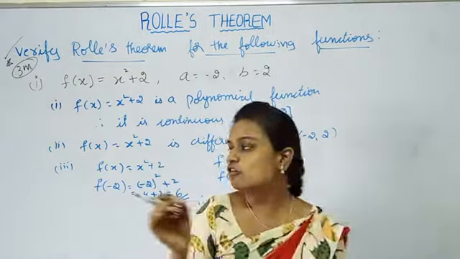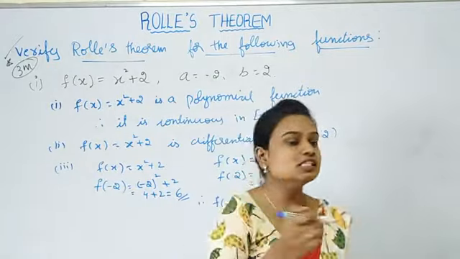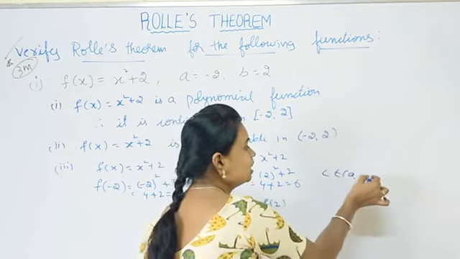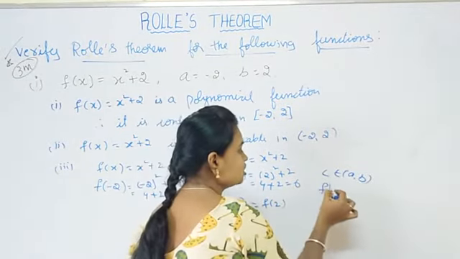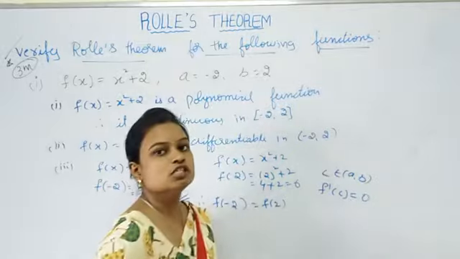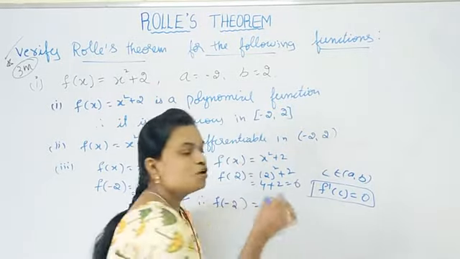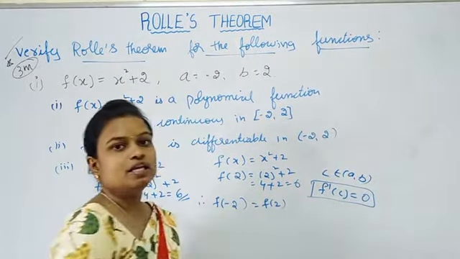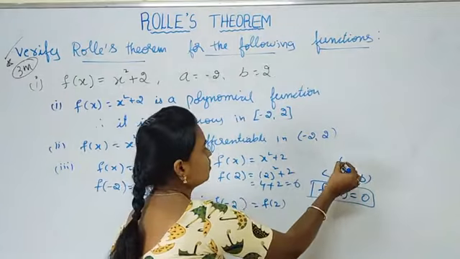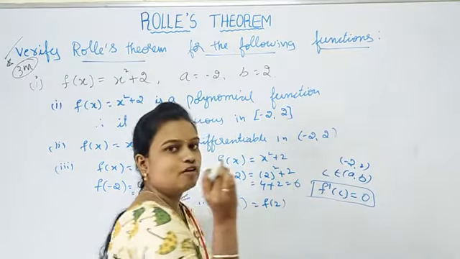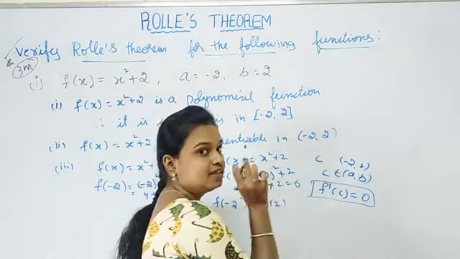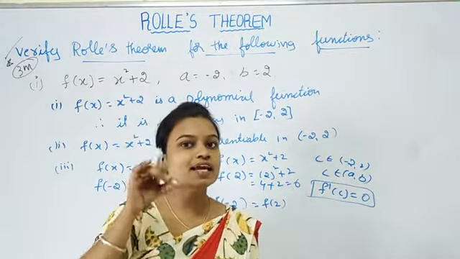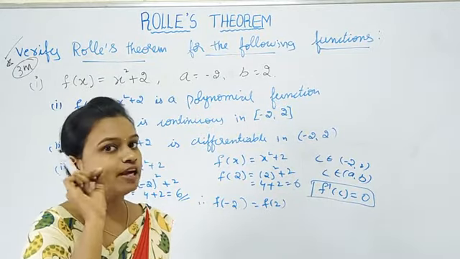If all the conditions of Rolle's theorem are verified, then there exists one number c that belongs to open interval a comma b such that f dash of c is equal to 0. So using this condition, we have to find that value, and that must belong to this open interval. Here a is -2 comma 2, so we have to find one c value, and that c must belong to -2 comma 2. Some value will be between -2 and +2. We have to find that value.